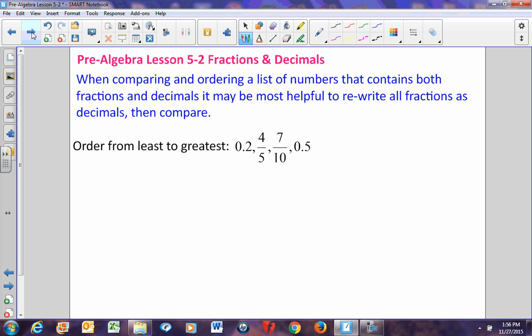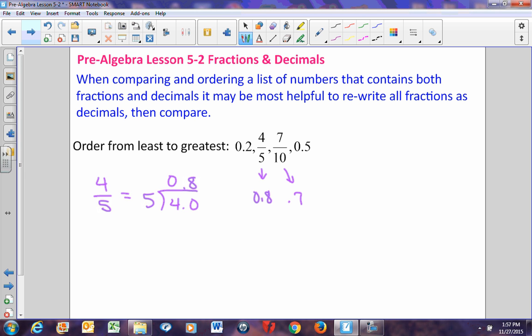So if I have 0.2, 4/5, 7/10, and 0.5, I'm going to change all of these to decimals. 0.2 already is a decimal. 4/5, okay, I know what that is as a decimal, but you may not. 5 dividing into 4. Okay, 5 does not go into 4, but it goes into 40 8 times, so that's 0.8. 7/10, hopefully you know that, that's 0.7. Okay, 7/10, 0.7, first decimal place.